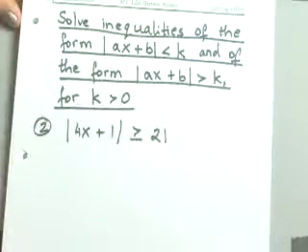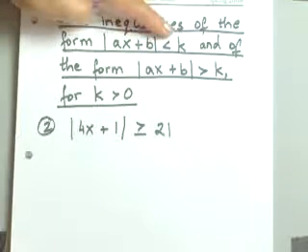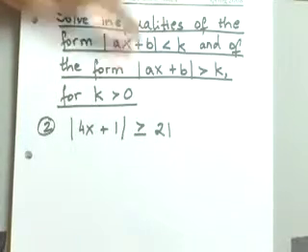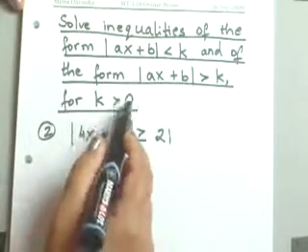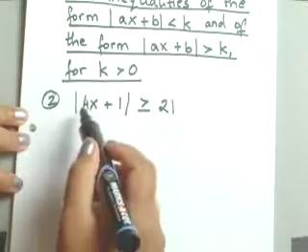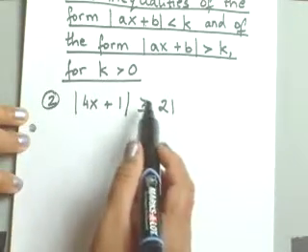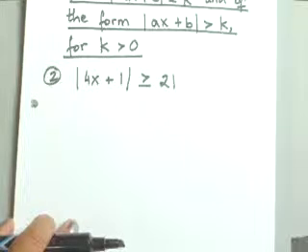Alright, for our next example, we are going to look at how to solve absolute value inequalities. And for that, we are looking at the form absolute value of ax plus b less than k, and absolute value of ax plus b greater than k, where k is a positive number. So our example here is absolute value of 4x plus 1 greater than or equal to 21.